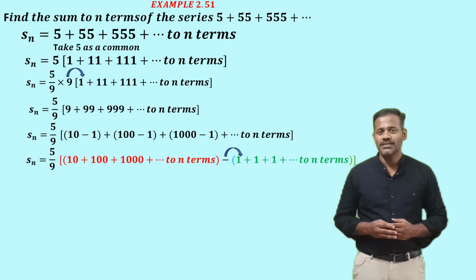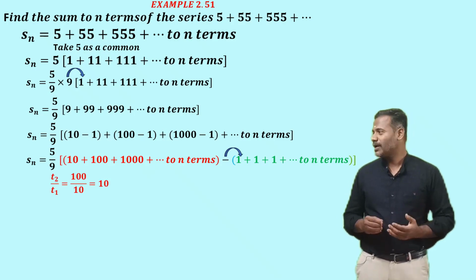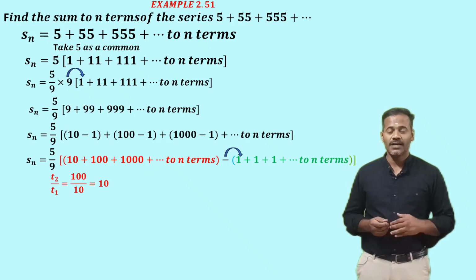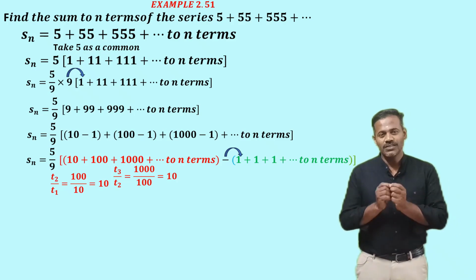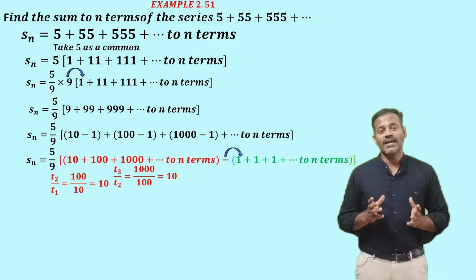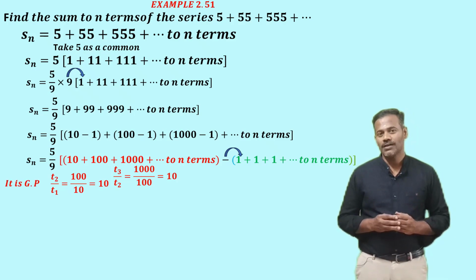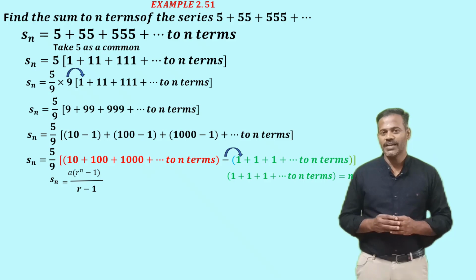And what type of series is it? Yes, it is a geometric series. T2 by T1: 100 divided by 10 is 10. T3 by T2: 1000 divided by 100 is 10. So this series is a geometric progression. So what is the formula for the sum of n terms? Sn is equal to a into r power n minus 1 divided by r minus 1. So we can apply this.